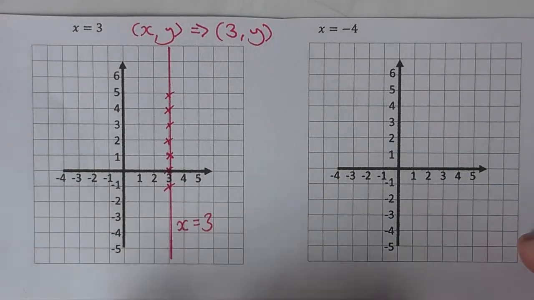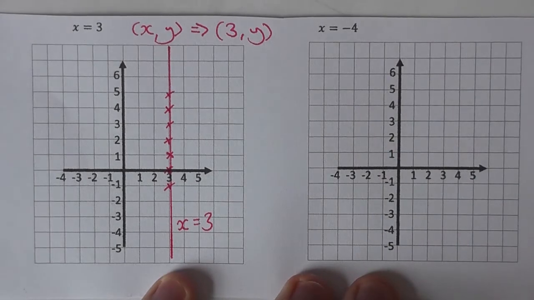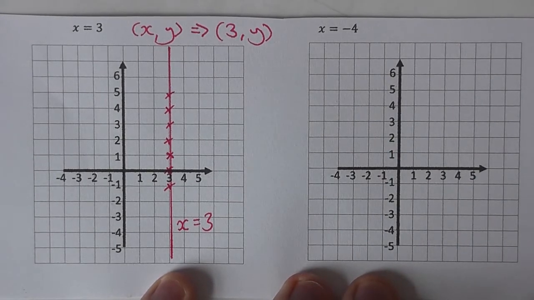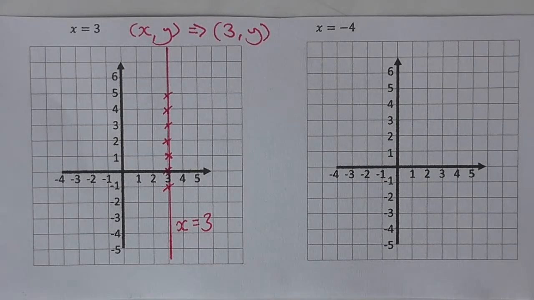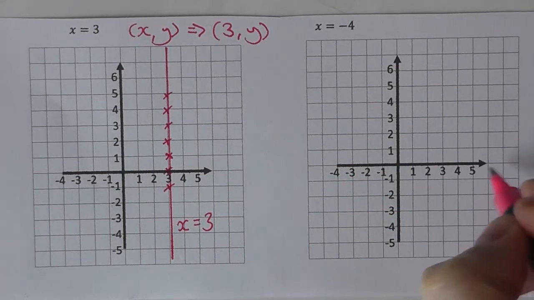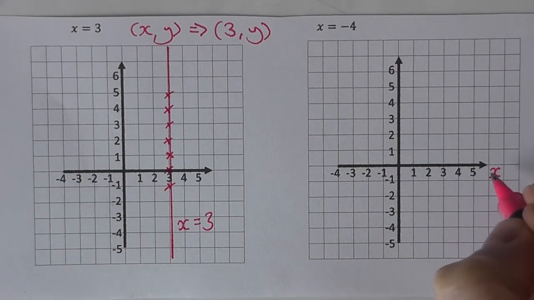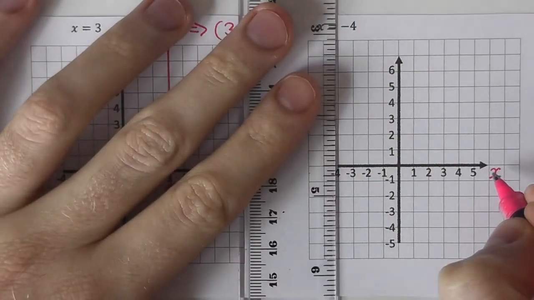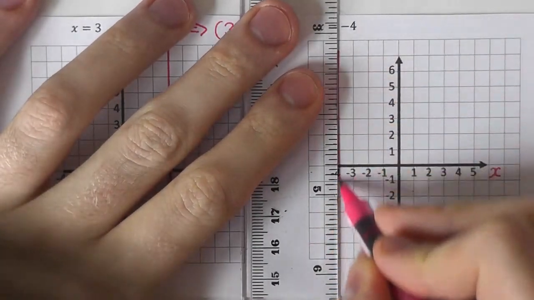Probably make a prediction about where this second one's going then. So we're going to draw the line x equals -4. It's going to be a vertical line because it's an x equals number. y equals is horizontal, x equals is vertical. Where's it going to cross? Well, it's going to cut through the x-axis and it's going to cut across at -4. So it's going to go here.